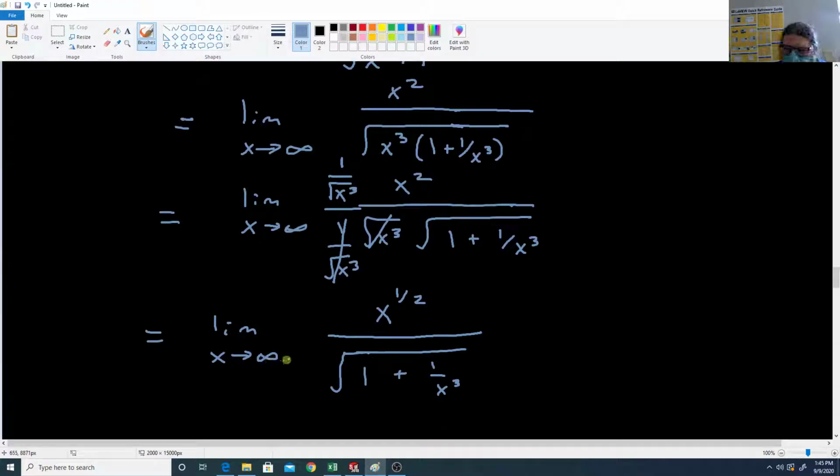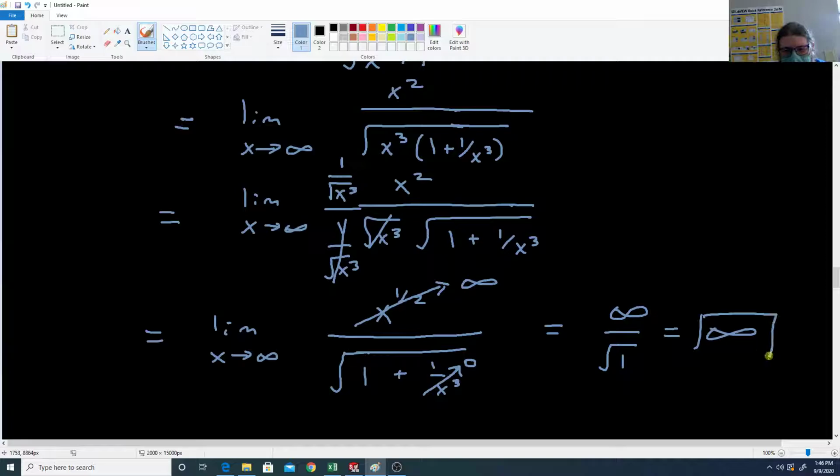Now as x heads off towards infinity and gets very, very big, x to the 1/2 power still trails off to infinity. So the top is approaching infinity. The bottom, as x grows larger and larger, 1 over x cubed is going to get smaller and smaller, so the 1 over x cubed part approaches 0. So we get the square root of 1 plus 0, which is basically the square root of 1. And so this is infinity over 1, which is infinity.